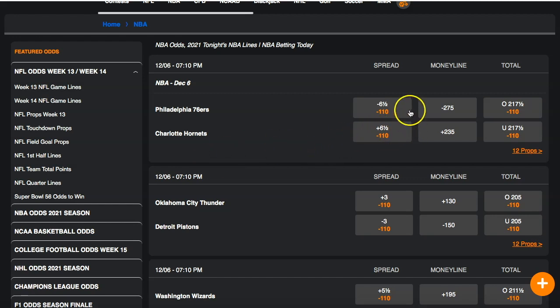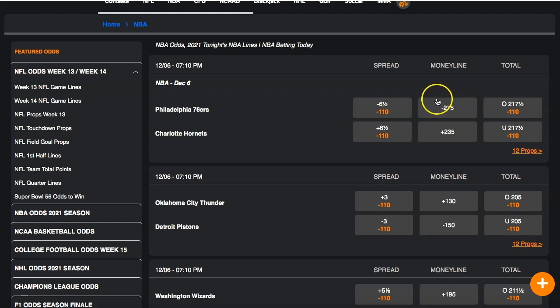So there's a couple ways to bet on this game. So you could do the spread over here, or you could do the money line. Now, the money line is a straight bet, meaning you just pick a winner. Are the Sixers going to win or the Hornets? Now, the Sixers are a minus 275 and the Hornets are a plus 235. So a plus represents an underdog. That means that the other team is a favorite with a minus, okay?